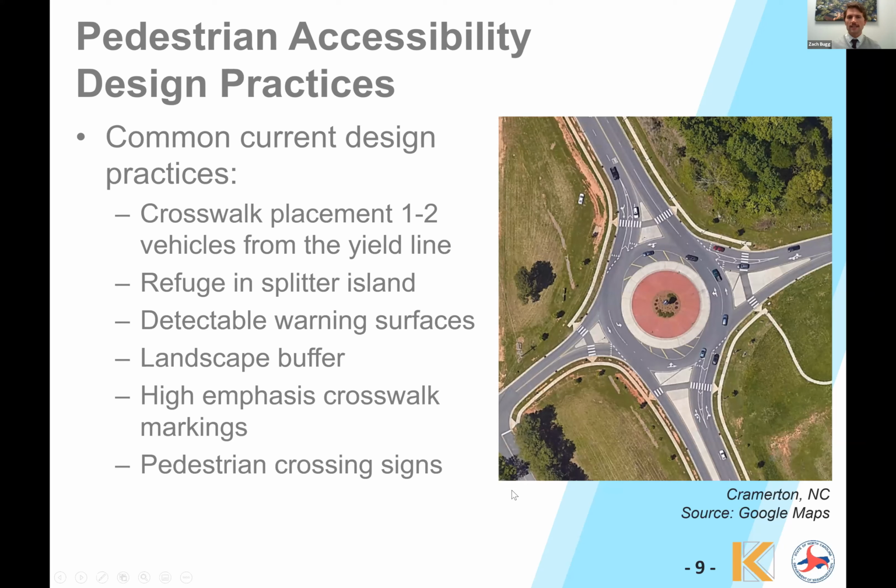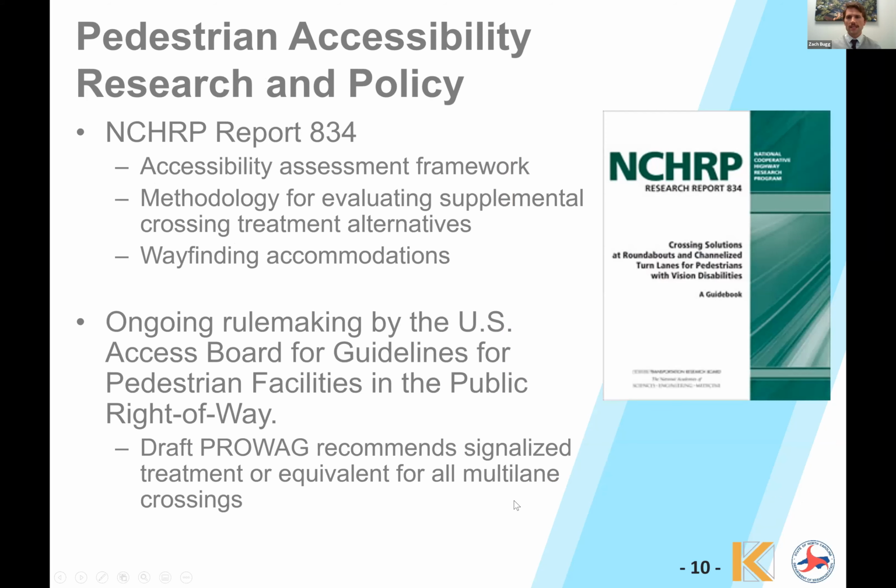I'll go to the next slide and just talk through some of the additional treatments that may be needed at multi-lane roundabouts. So this research report 834 from NCHRP and TRB includes a very quantitative multi-lane roundabout and channelized turn lane crossing and wayfinding assessments. It really takes you through those 4 steps of locating the crosswalk and determining when it's safe to cross the street.